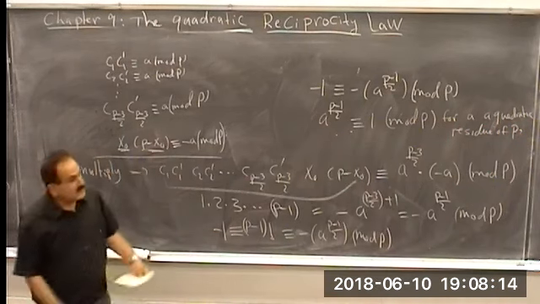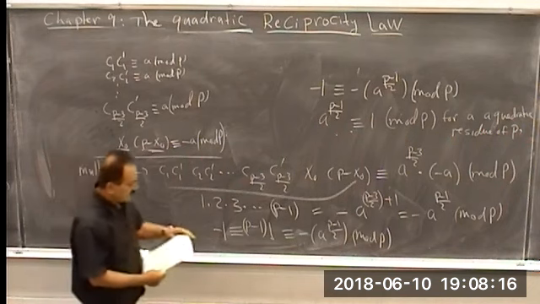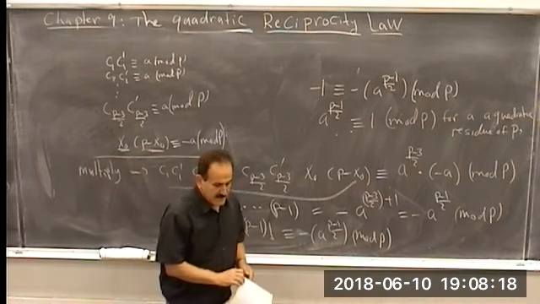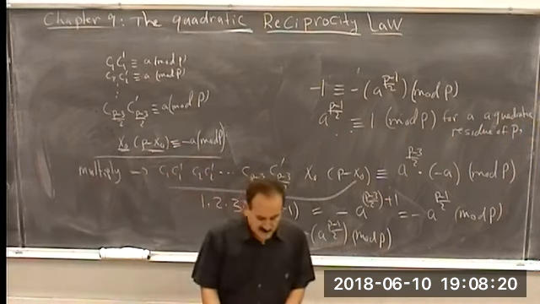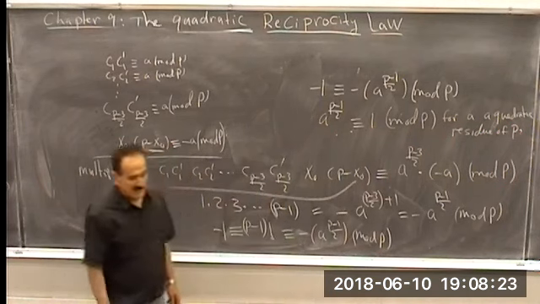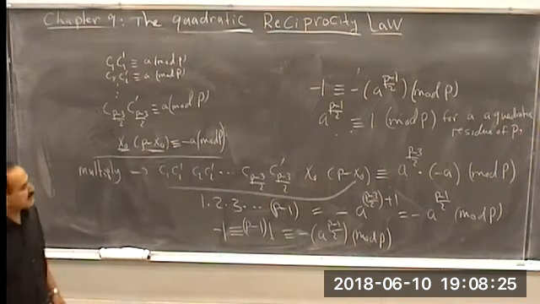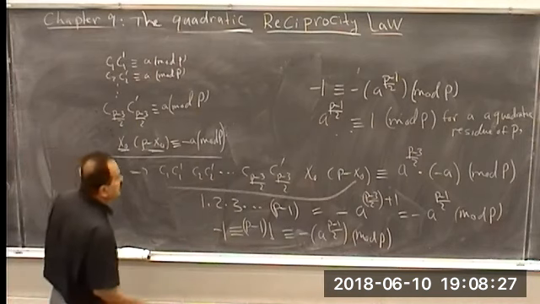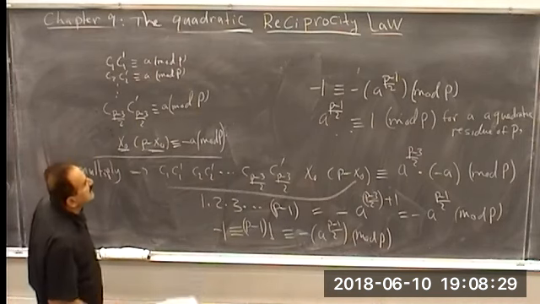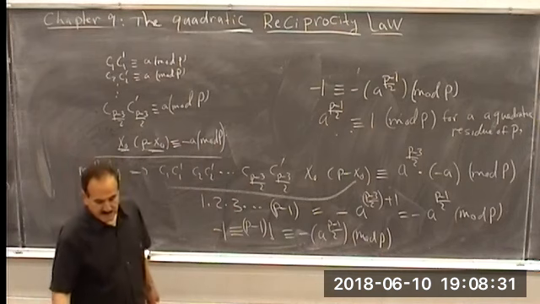All right, that would be it for this long section. In the next section, we're going to introduce a notation that makes a formula with quadratic and non-quadratic residues much, much simpler. And this is called the Legendre symbol. All right, so we're going to stop right here.